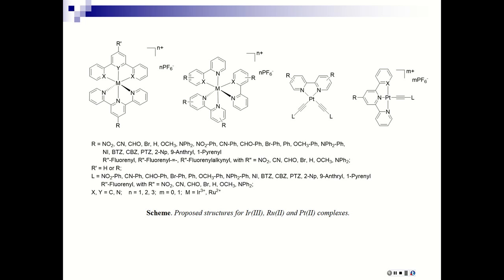Right. The major difference between ruthenium and iridium is that iridium has a strong ligand field, so its d orbitals are much deeper. It means the highest occupied d orbital for the iridium complex has lower energy than for the ruthenium.